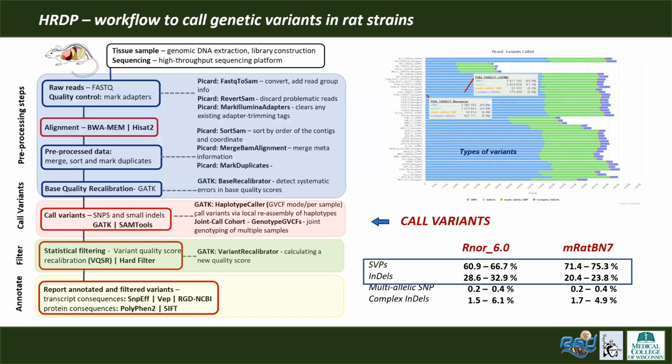In the joint variant call process, we identified 4 types of variants. Roughly 2/3 of variants were single nucleotide variants and 1/3 indels. When we compared the analysis with the old rat genome assembly from 2014, we see a big drop, 8 to 9%, of indels discovered with the new genome reference.